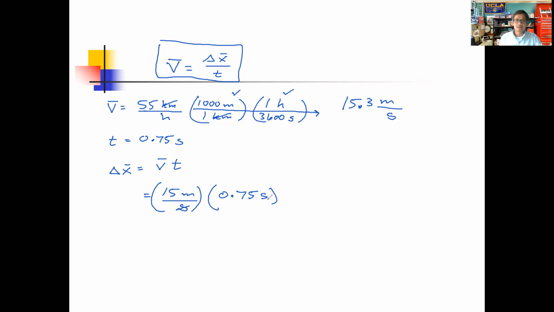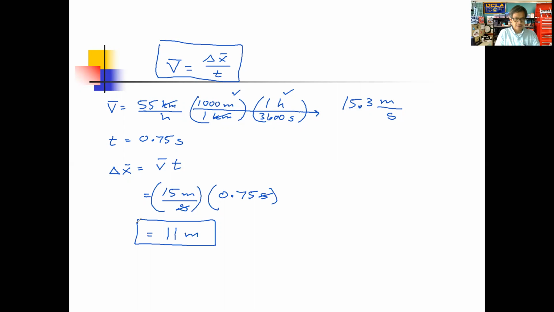This is the reason why we need the unit of time there to be in seconds. The unit of second cancels out, and then we end up with a length unit, which is what we need here for displacement. Okay, so when we plug that in, we end up with our answer as being 11 meters. And that is how far the car moves as it slows down in the 0.75 seconds. So it'll move 11 meters.